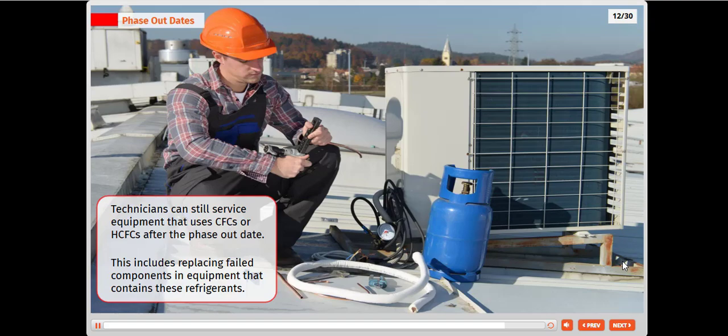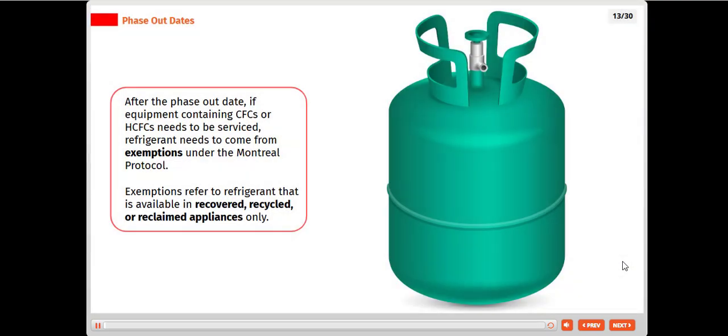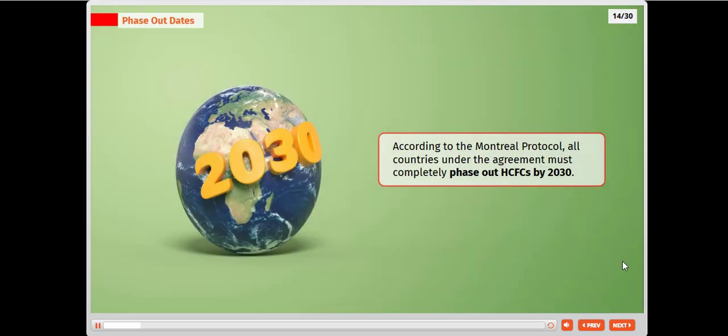After the phase-out date, if equipment containing CFCs or HCFCs needs to be serviced, refrigerant needs to come from exemptions under the Montreal Protocol. Exemptions refer to refrigerant that is available in recovered, recycled, or reclaimed appliances only. According to the Montreal Protocol, all countries under the agreement must completely phase out HCFCs by 2030.